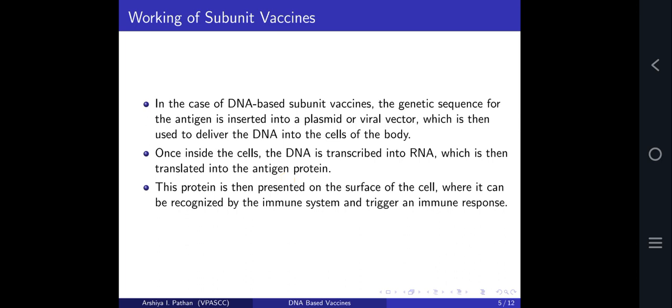How does a subunit vaccine work? In the case of DNA based vaccines, the genetic sequence for the antigen is inserted into a plasmid or viral vector, which is then used to deliver the DNA into the cells of the body. Once inside the cell, the DNA is transcribed into RNA, which is then translated into the antigen protein. This protein is then presented on the surface of the cell, where it can be recognized by the immune system and trigger an immune response.